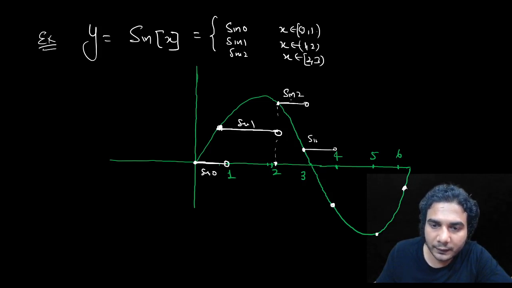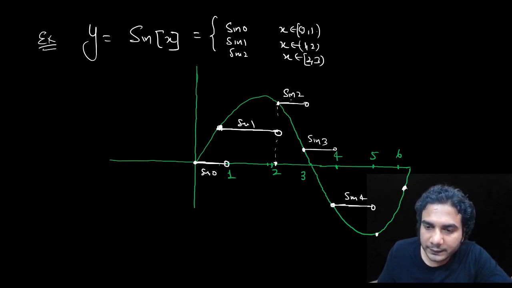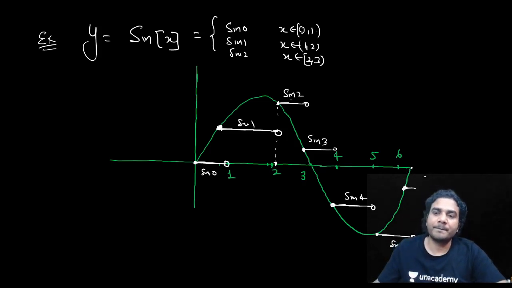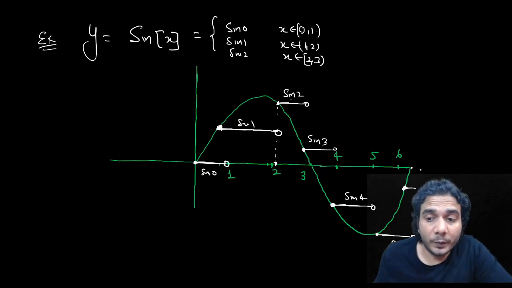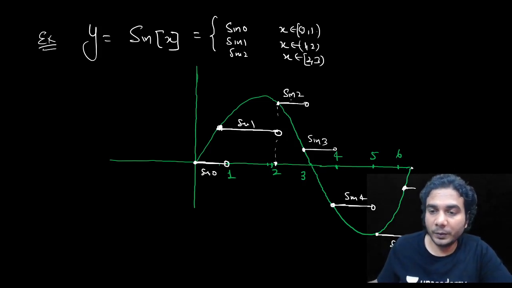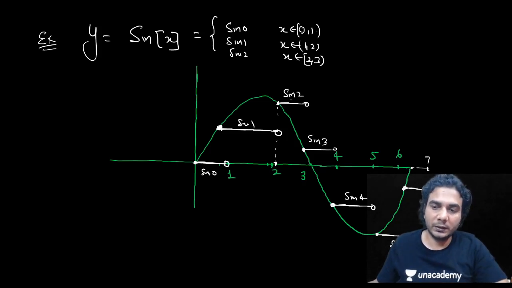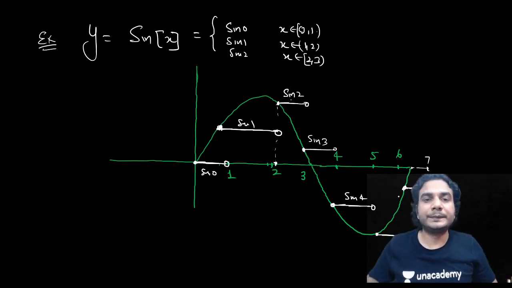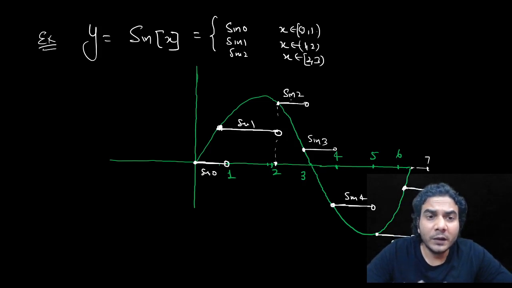Sine of 3. Then sine 4 will continue, okay? Sine 4, which is negative. Sine 5 will continue. Sine 5. Then sine 6, all right? Sine 6. And you can end here up to 2 pi, okay? So the last point will not be open because it will be open at 7. So up to 7 it will continue like this. So I hope this example is clear.